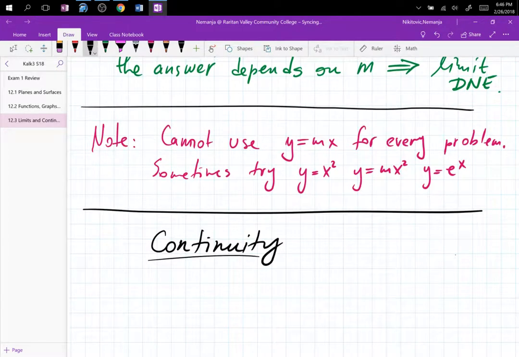Continuity. Class ends like 10 p.m. something. We have time.